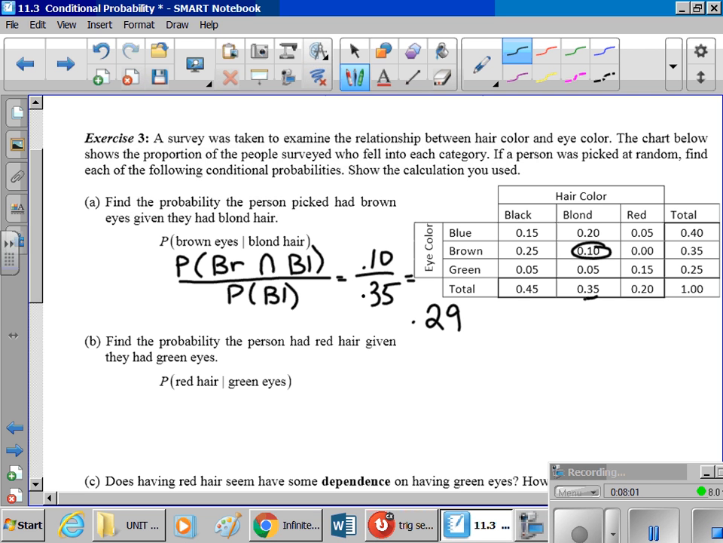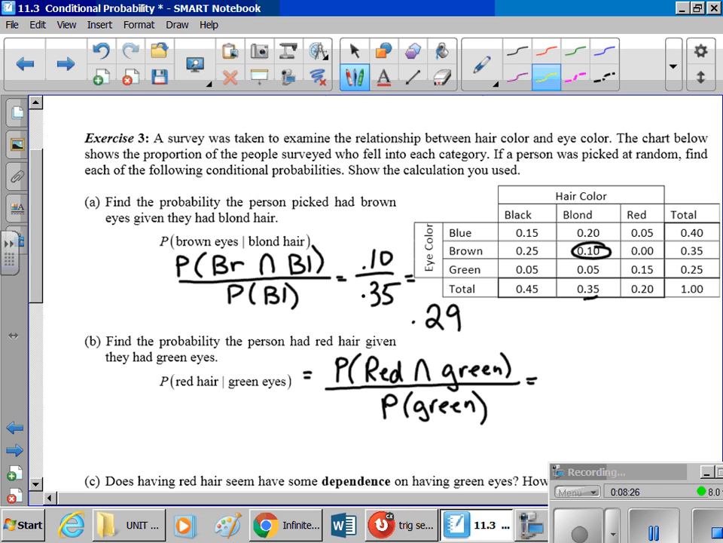That was easy enough. Find the probability the person had red hair given they had green eyes. So probability of red hair and green eyes divided by what's given, which is the probability of green eyes. Red and green, 0.15. And what's the other one? Probability of just green, which is 0.25. So this one is 0.15 divided by 0.25, which is 0.60.